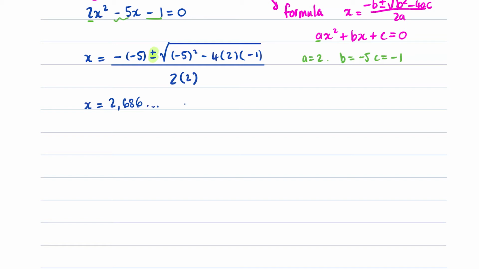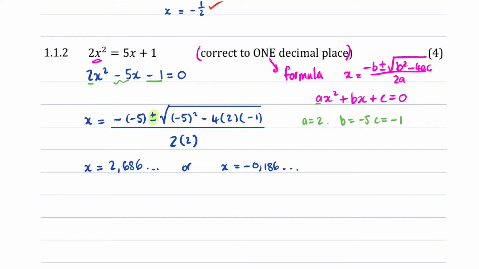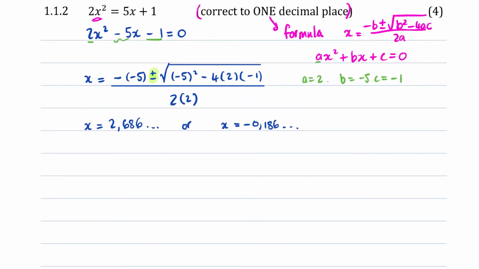It's an irrational number. Or if I take the negative root, now look at the decimals. I get negative 0,186. Now I go back and I check one decimal place.